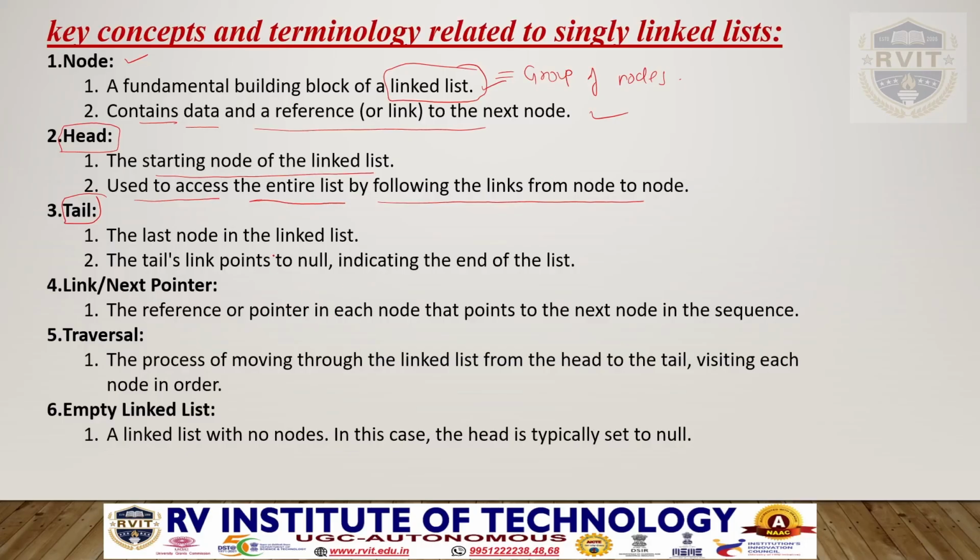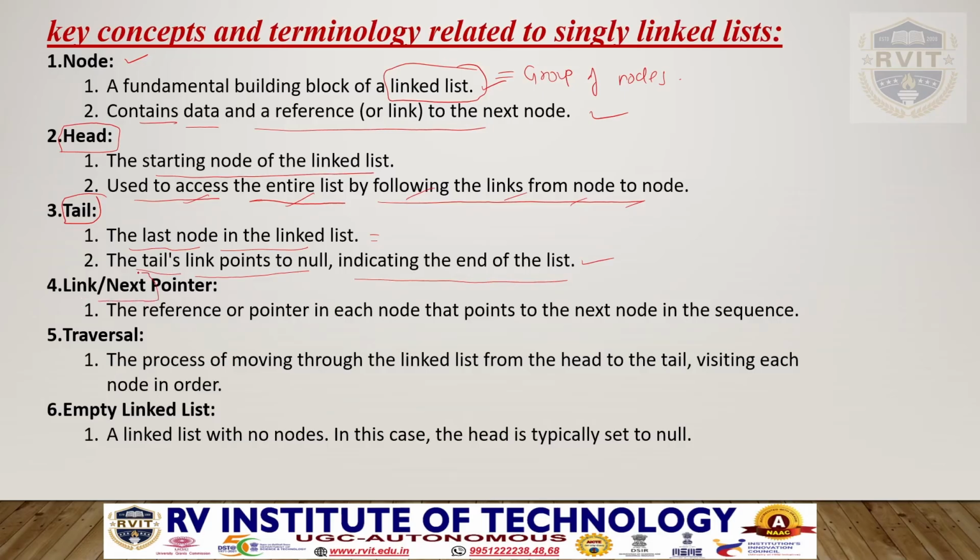So in this way, it is used to access the entire list by following the links from node to node. From node to node, we can traverse using this head node. And the last node in the linked list is known as the tail node. The tail link points to null, indicating the end of the list.